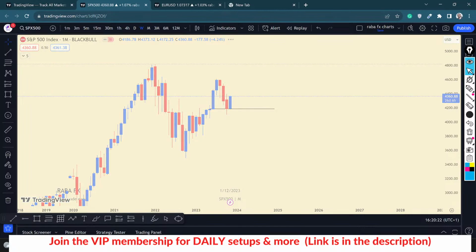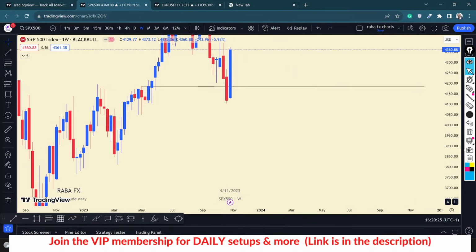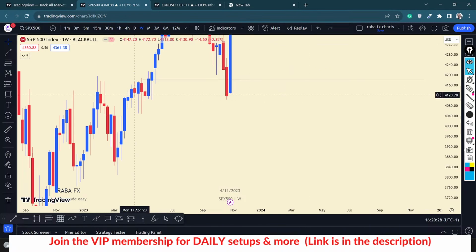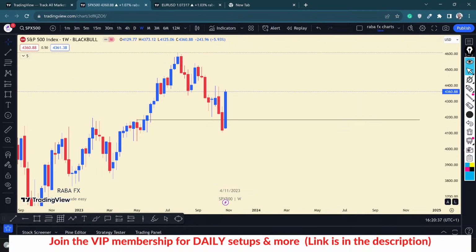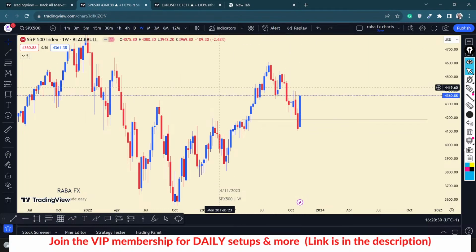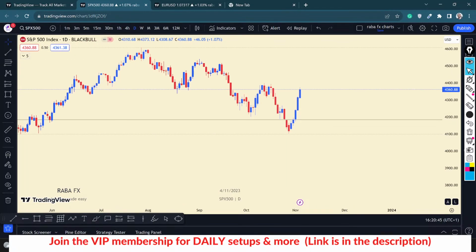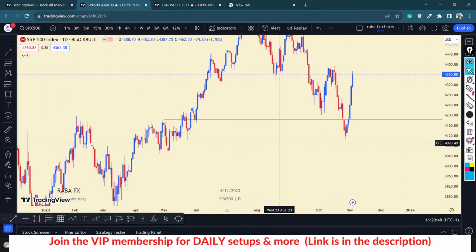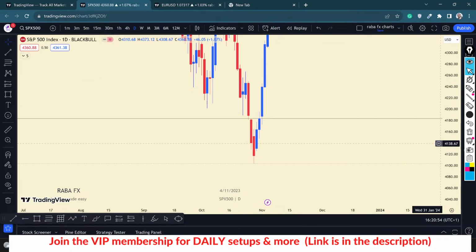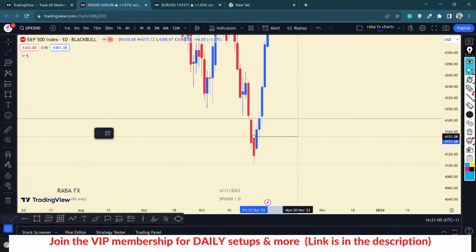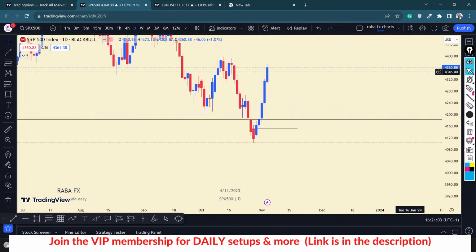Go to the weekly. On the weekly, we might see something clearer. So on the weekly, we still don't have any clear picture here. However, we have a close above this. A close above that simply means price wants to go higher. Okay, so let's look at the daily. On the daily, we have this. Daily is bullish, but the price has already pushed up.